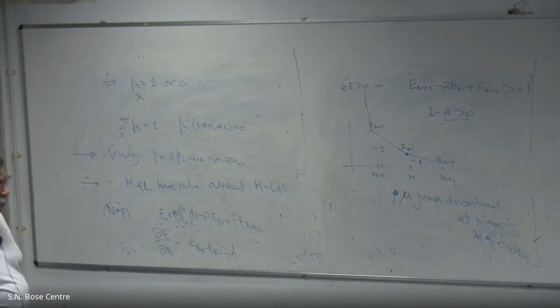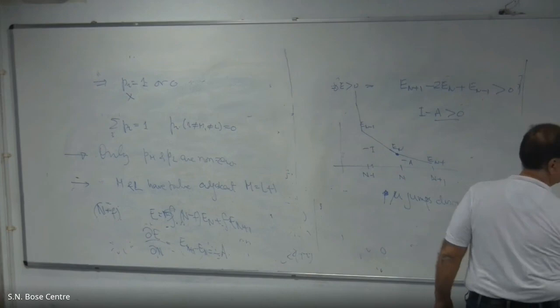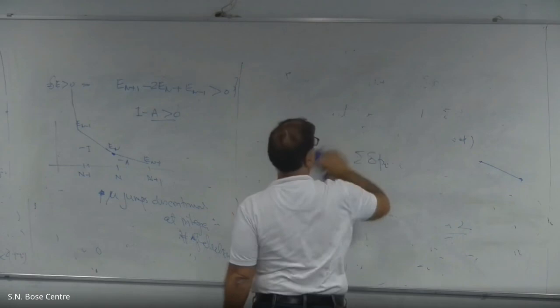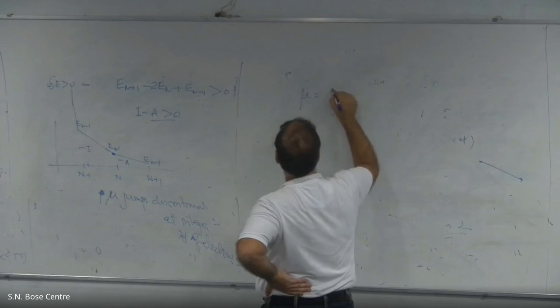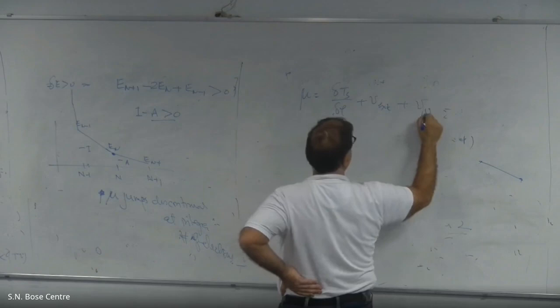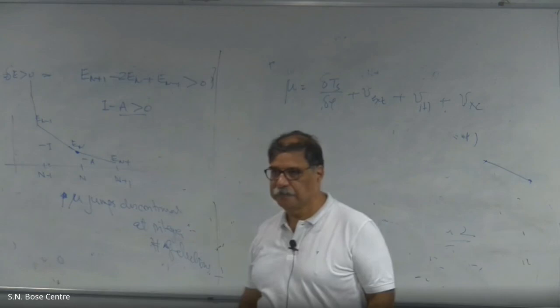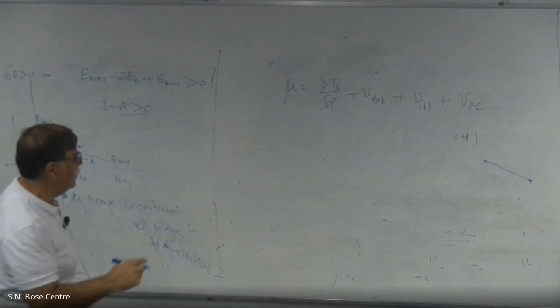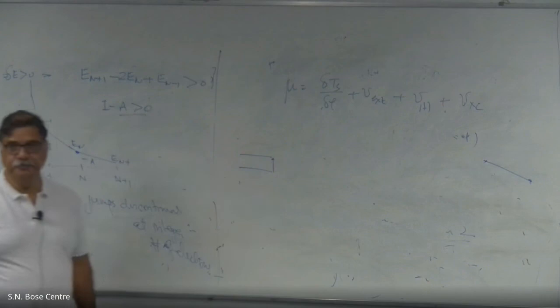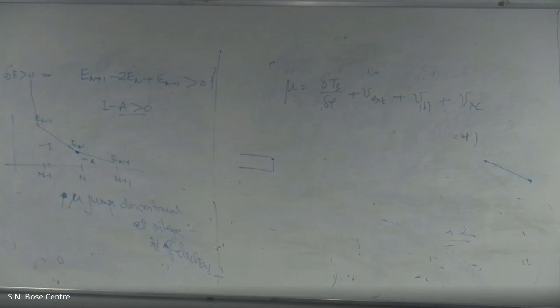Okay. Now what is mu? Mu is delta Ts by delta rho plus V external plus V Hartree plus V exchange correlation. Right? Now, I'll make a statement, I'll let you think about it. The functional derivative of Ts[rho] would change discontinuously only if you go from one orbital to the other. Otherwise, the same orbital cannot change.